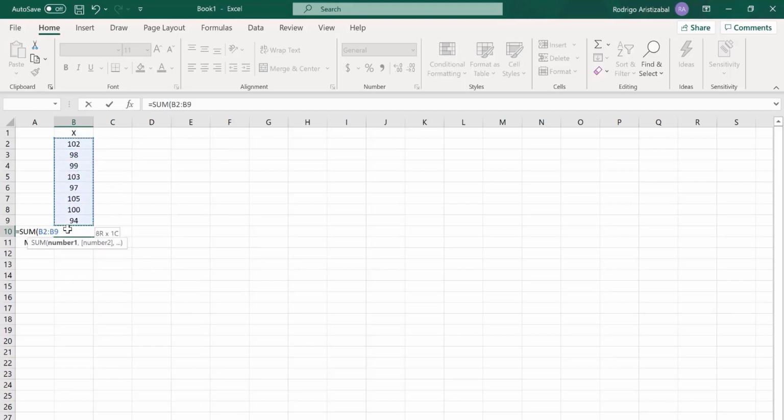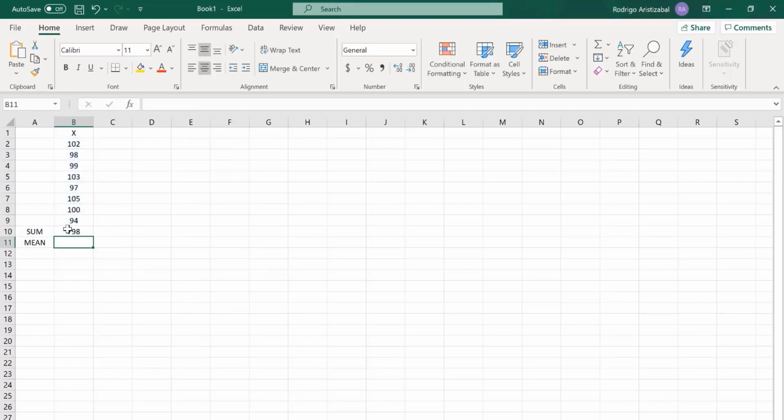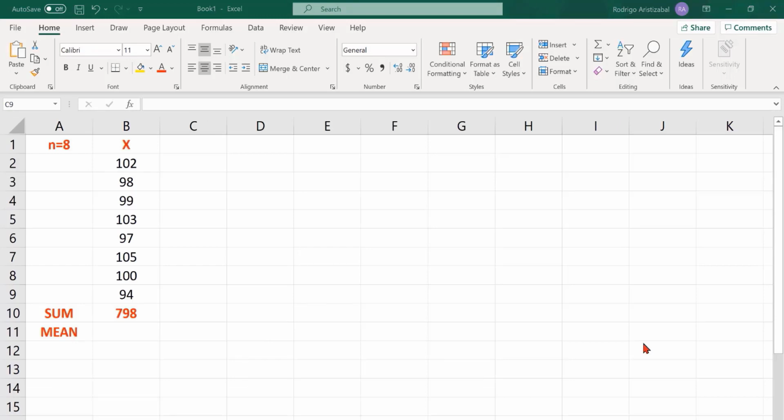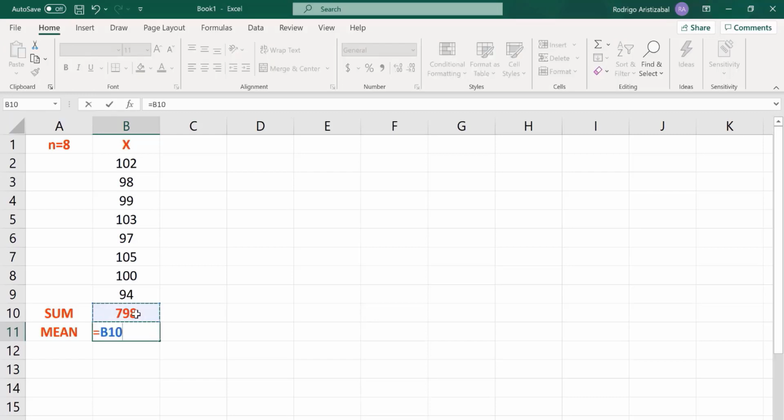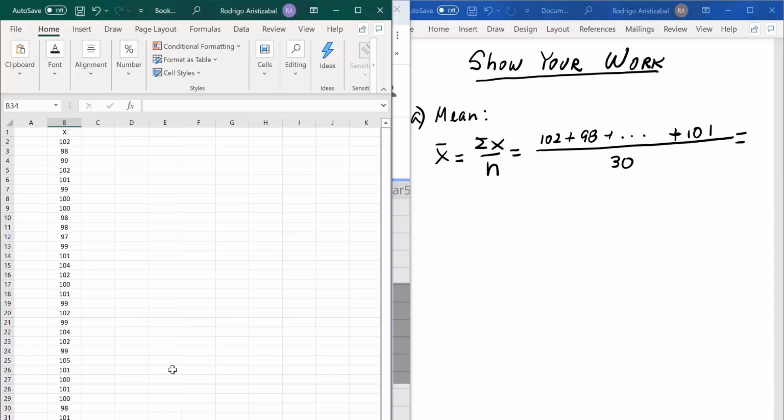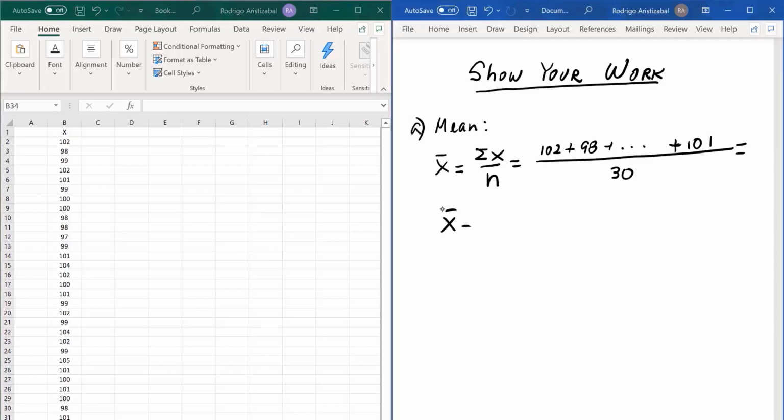In this cell I am going to write equal sum of all of these values, close parenthesis. This is the sum. In this short example, we have only 30 observations, so the mean will be obtained in Excel as equal the sum of all values divided by 30, and that is the mean. To show your work, the only thing you have to do after you have verified all of these operations is this: the sum is equal to 3012, divided by 30, will be equal to 100.4.